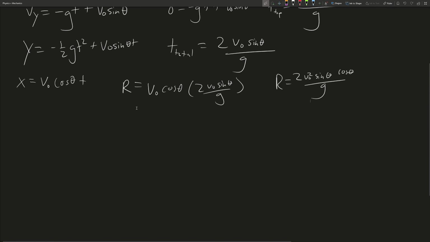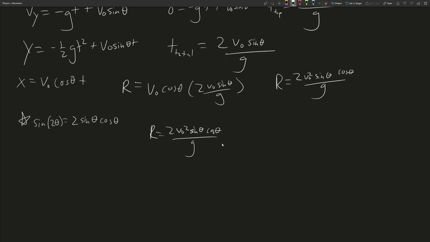Now, if you remember trig identities, you should know that sine of 2 theta is equal to 2 sine theta cosine theta. So that means the range is equal to 2 v0 squared sine theta cosine theta over g, as we have found, but it is also equal to v0 squared times sine 2 theta over g.